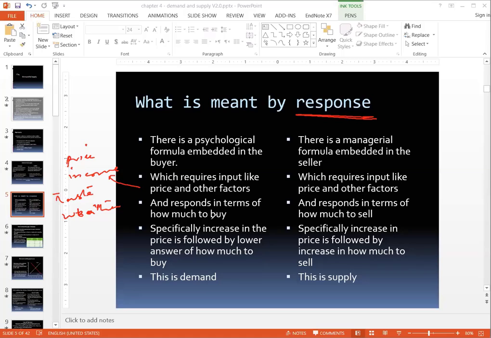But in the calculator, we actually know what function we are applying: addition, subtraction, multiplication, or division. In the psychological formula, we don't know what is happening. So what is happening? The buyer goes to the shop and wants to buy mangoes. His calculator is there in the mind. He asks the price of the product from the seller, so he gets one input. Then he evaluates how much income he has, the second input. Third, how much taste is developed for mangoes, how much he wants. Third, what is the weather?